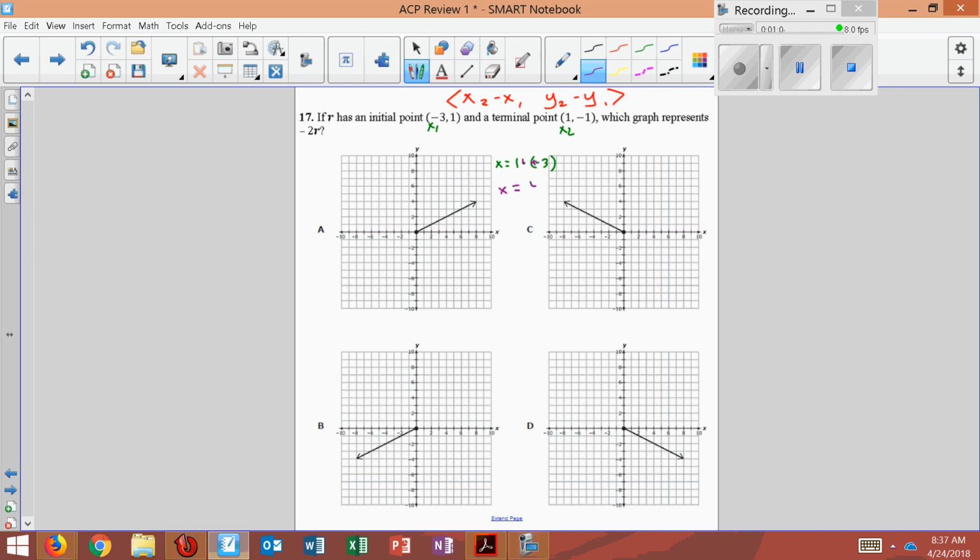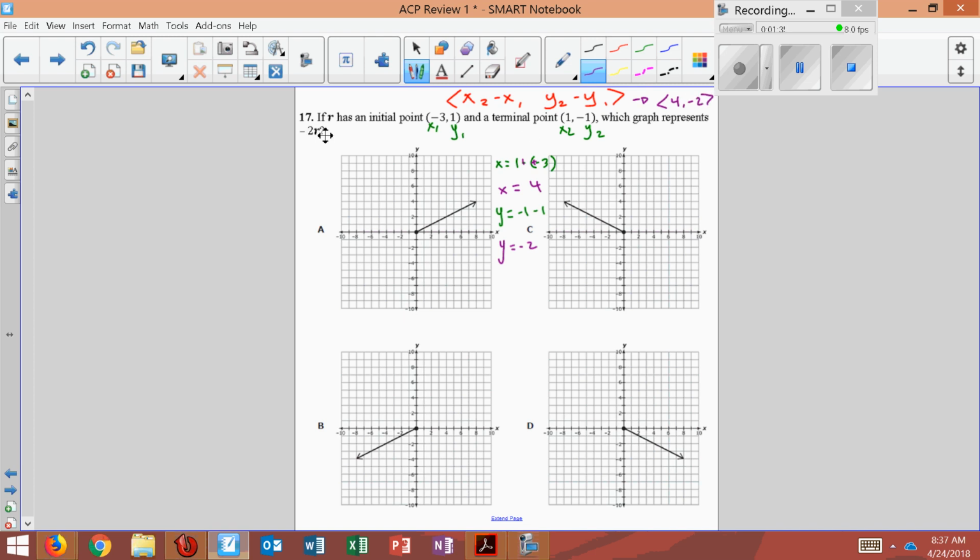So x equals +4. And then to get the y value, we would do the same thing. We would take our y2, and we're going to subtract y1. So y would equal, our y2 is -1, and then we subtract +1. So -1 minus 1 more would equal -2. So our value here we would represent as <4, -2>.